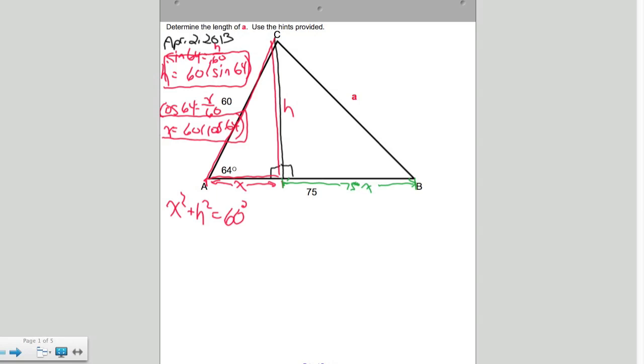What about on the green side? What can we say about the green triangle?